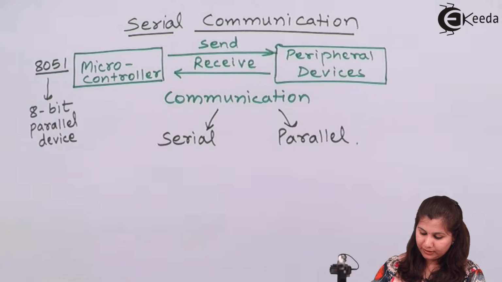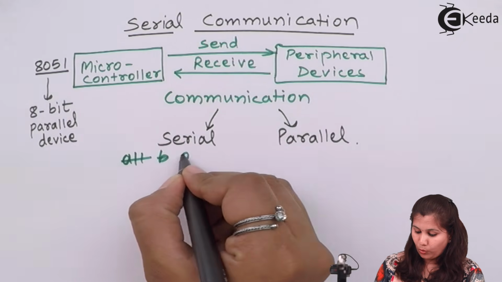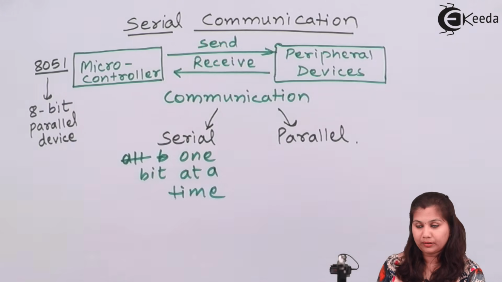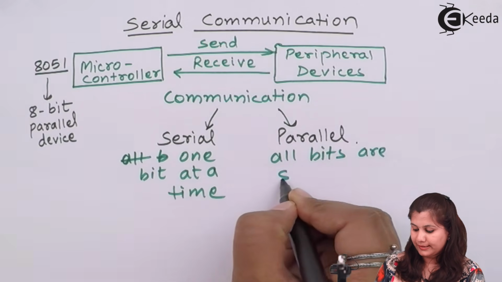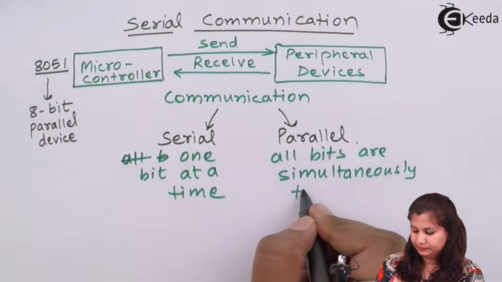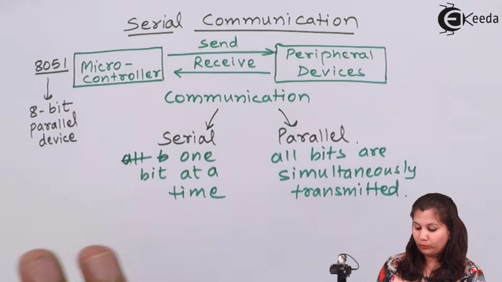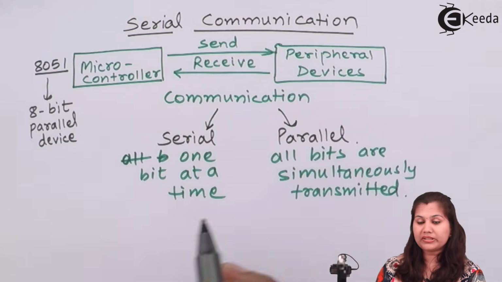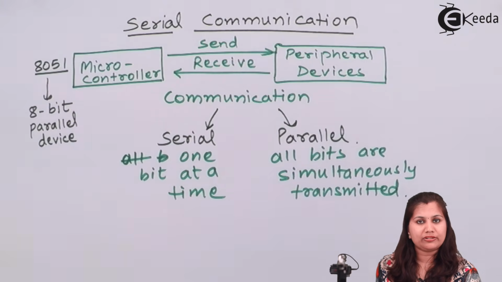So serial communication means one bit at a time, whereas in parallel communication all bits are transmitted simultaneously. When the bits are transmitted one by one, that type of communication is called serial communication, and when all bits are transmitted simultaneously, that is called parallel communication, or we can say transmission.